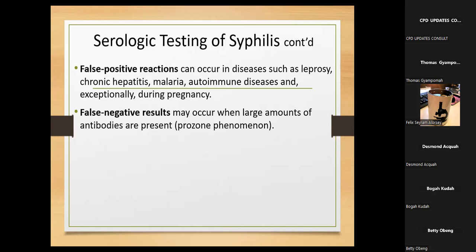Hello, sir. You need to increase more. False negatives as a result of prozone phenomenon. How will you correct it? How will you deal with it in your lab? The volume of the sample needs to be more than that of the reagent, sir.